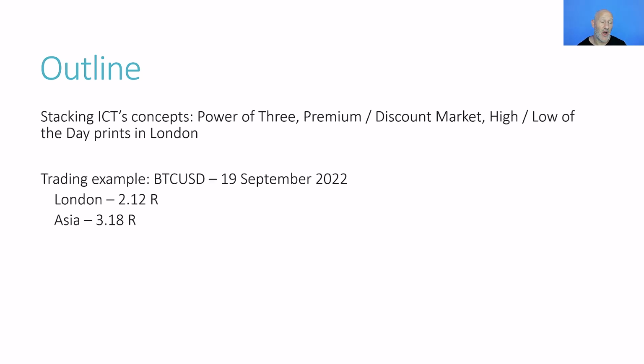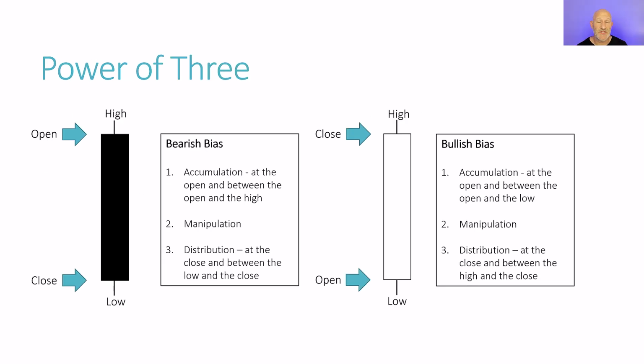Now, as I said in the opening part of the video, the opportunity in the Asian trading range doesn't happen that often, but when it does, it tends to be a nice pairing to that trade that we may be taking, or most likely will be taking, in the London Open. So the first concept we're going to cover in today's video is the power of 3.